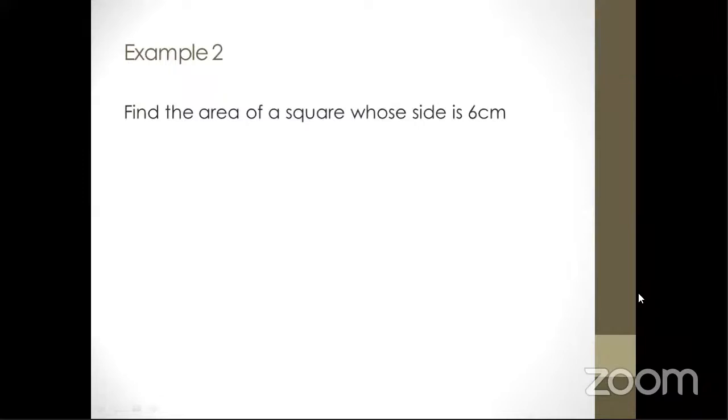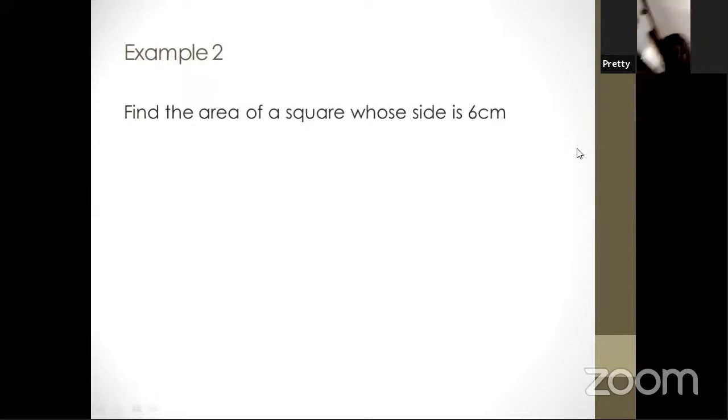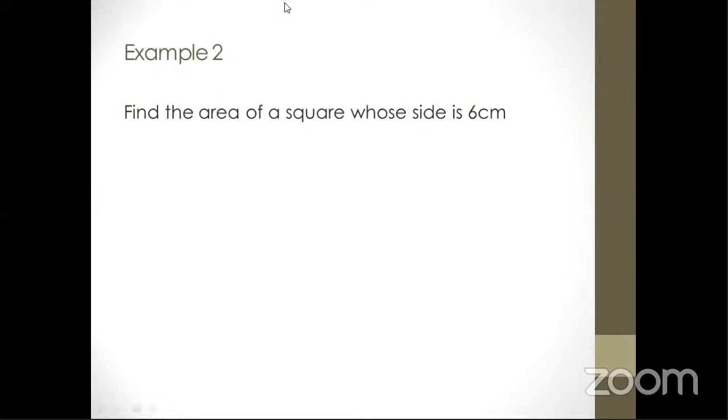Okay, how about Nabu Kenya? Josh, have you got it? Find the area of a square whose side is 6 centimeters. Very good. The answer for the square is 36. All right, so I can hear someone doing it with you. That is good.